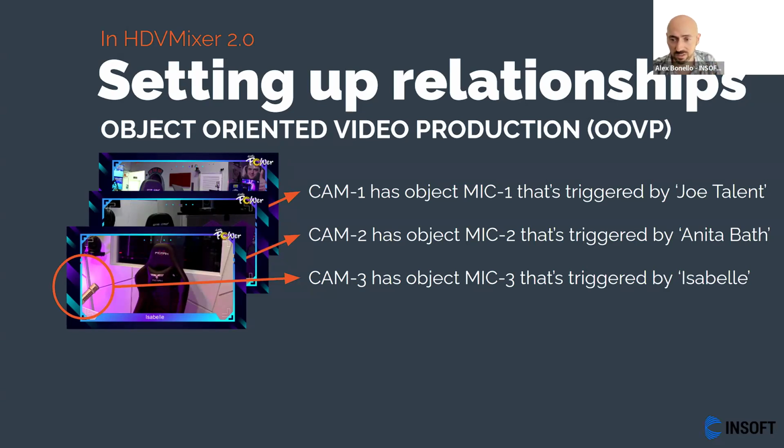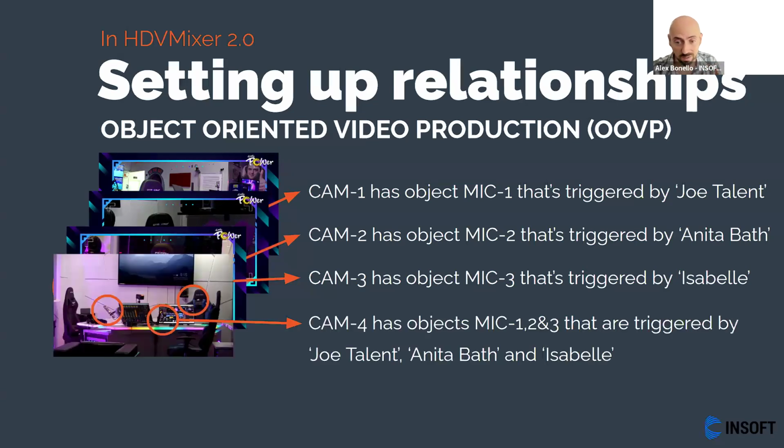And if we have a wide shot camera, camera 4, we tell the AI, okay, the relationship for camera 4 is that you will have in that scene microphones 1, 2, and 3. So you know that when Joe, Anita, and Isabel, the 3 are talking, you will go to this scene. Or if no one's talking in the studio, you will go to this scene, right? Because it's the wide shot.